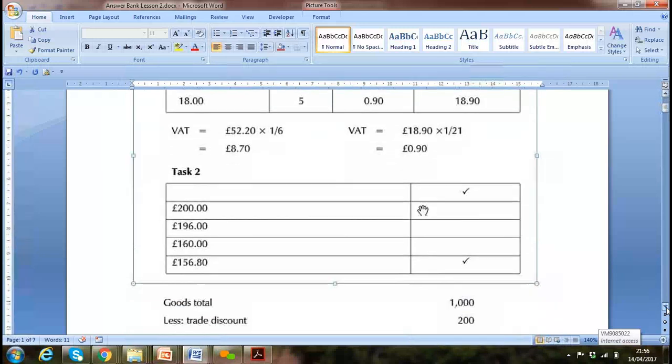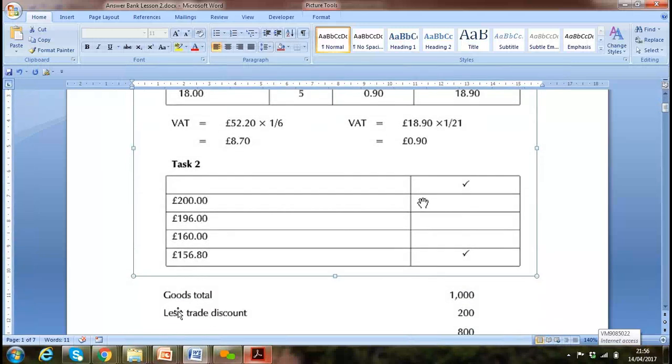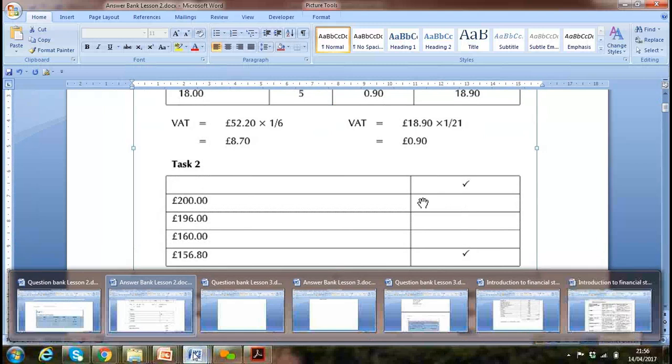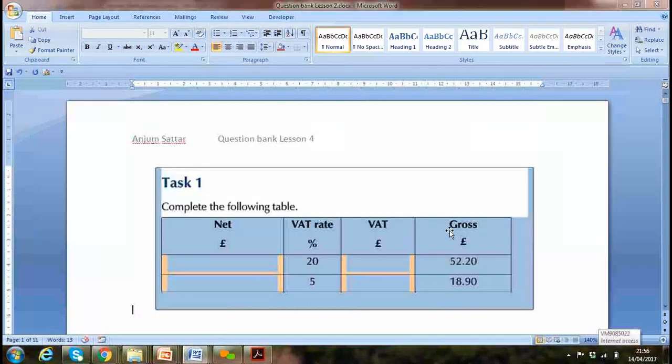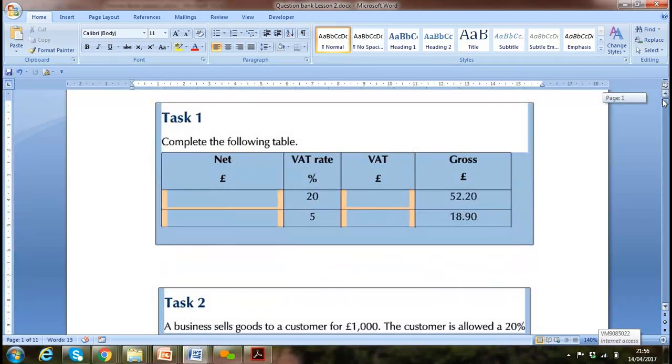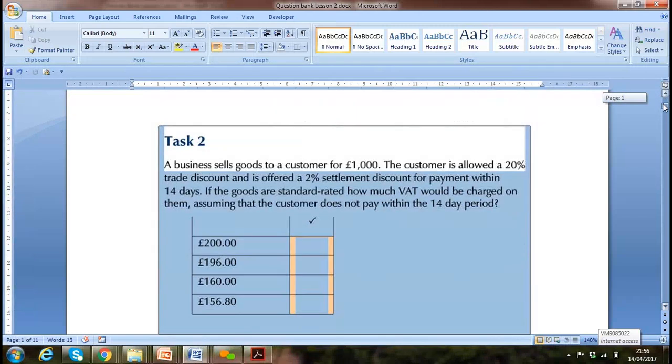Okay. So I sent you one separate handout, which is a question. One handout is your answer. This handout is a question, like a task. This handout is showing how much the customer is allowed, 20% trade discount. Trade discount means when we buy things in bulk.